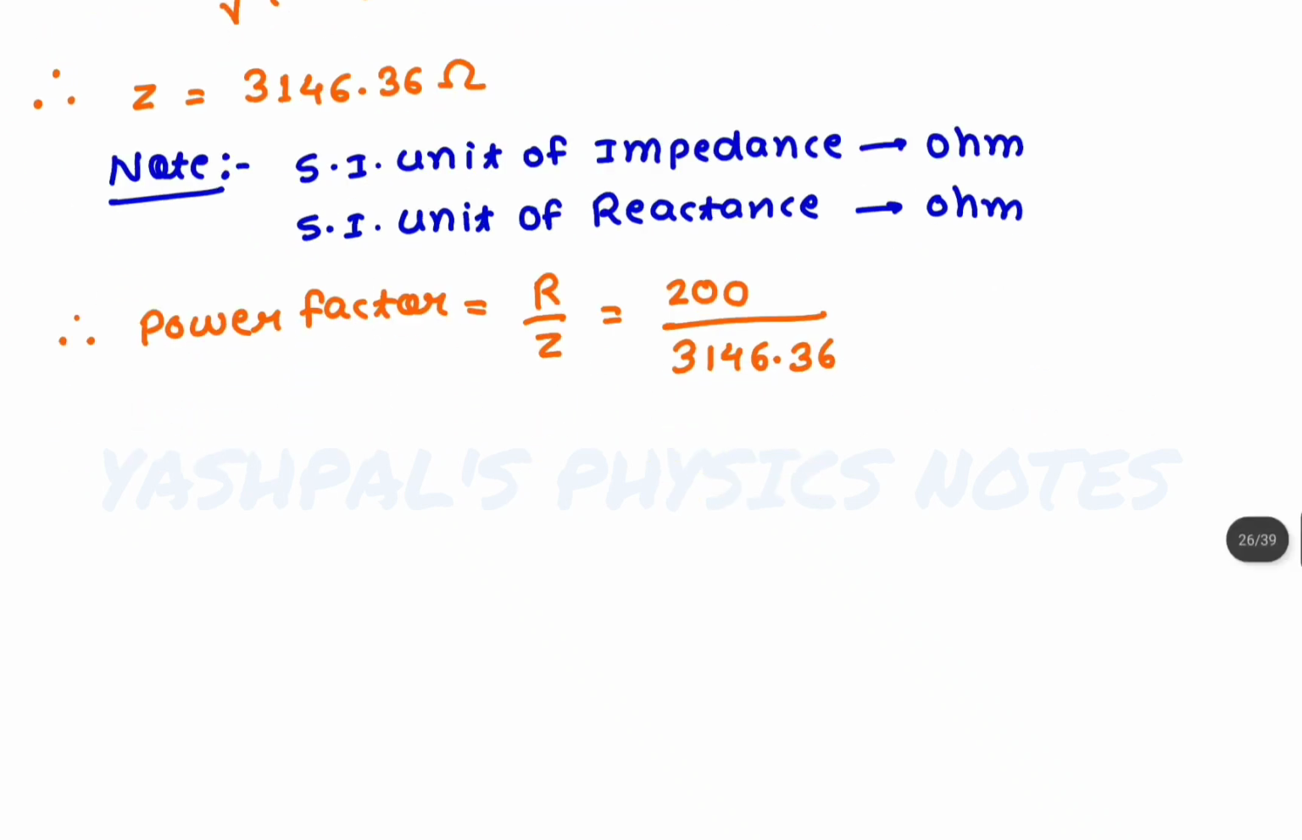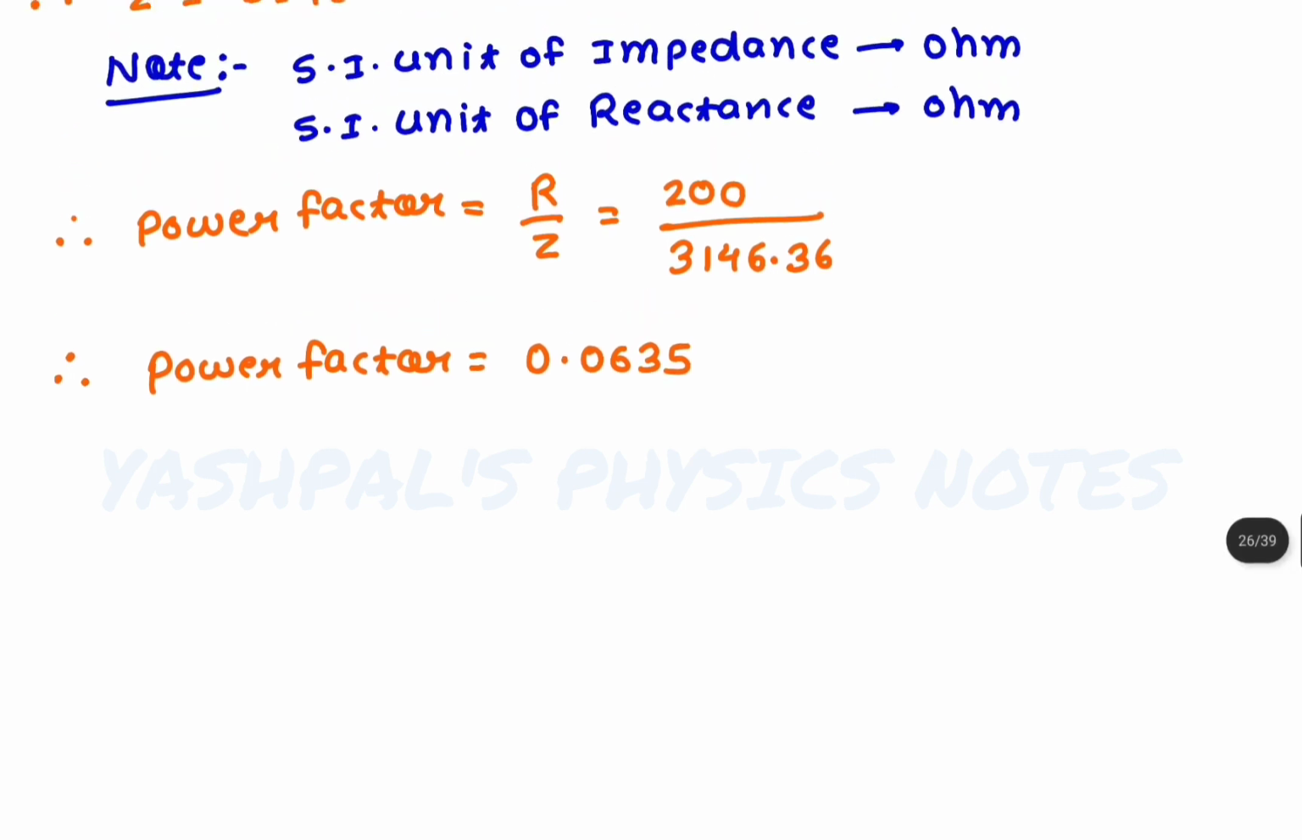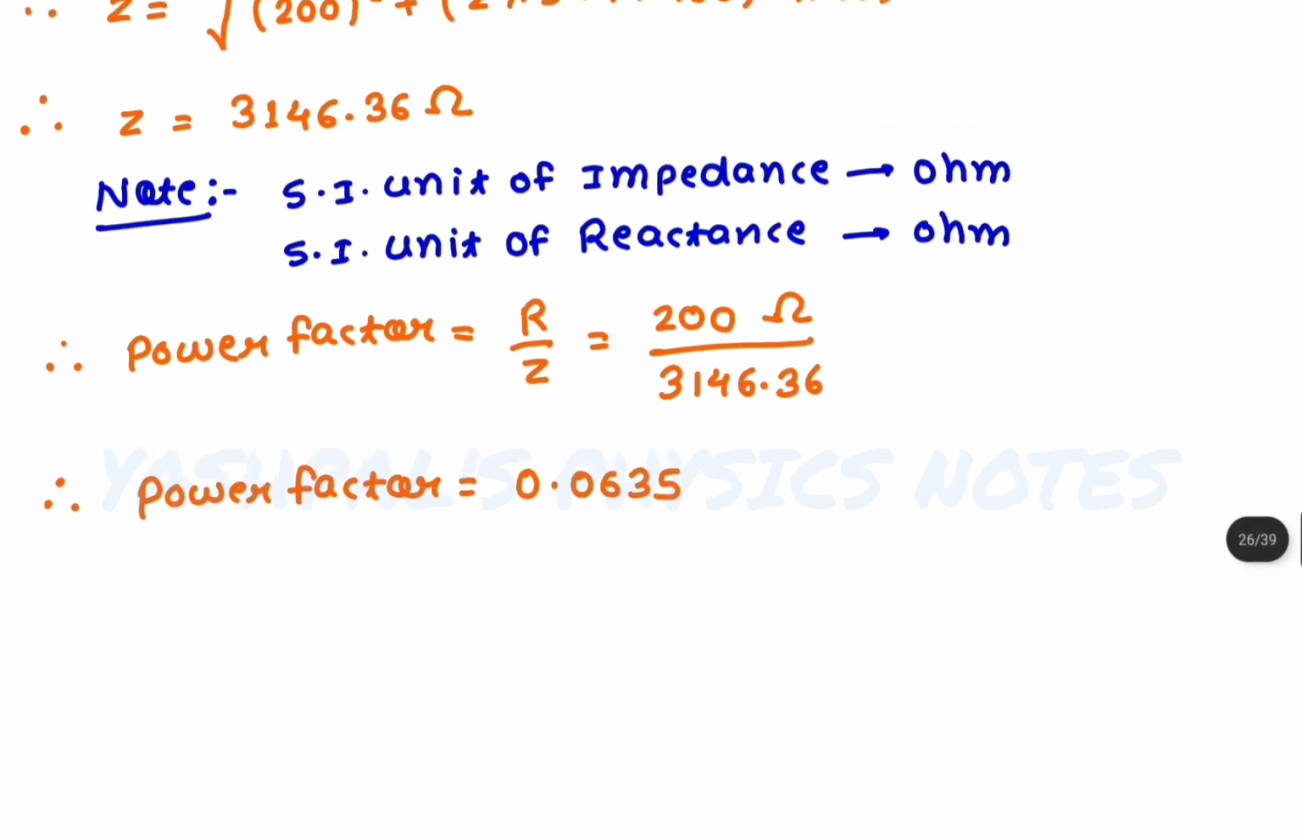3146.36. So after doing the calculation, you will get the answer. Therefore, power factor is equal to 0.0635. So this will be your final answer. And remember that here power factor is a unitless quantity. You might ask why. Here I can write this resistance as 200 ohm, and I have written that the SI unit of impedance is also ohm. So ohm gets cancelled out. So basically the power factor is a unitless quantity.